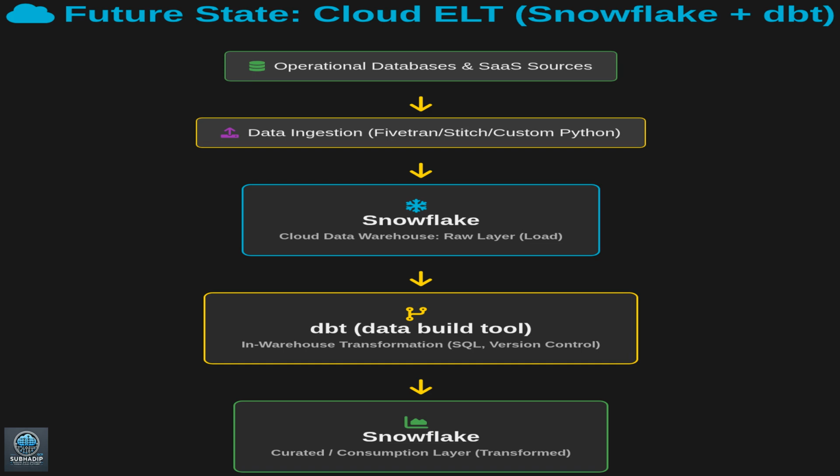In the new ELT architecture, data from operational databases and various SaaS sources is ingested directly into Snowflake's raw layer using tools like Fivetran, Stitch, or custom Python scripts. Once loaded, dbt, the data build tool, handles all the transformations within Snowflake using SQL. This creates curated and consumption-ready layers, leveraging Snowflake's scalable compute and storage for efficient processing and analysis.